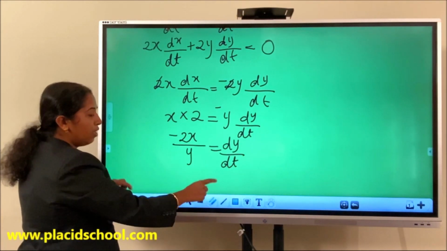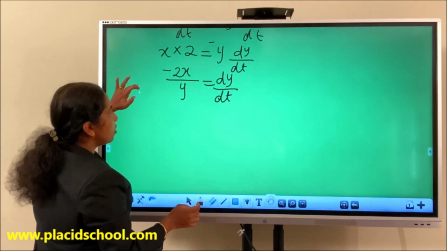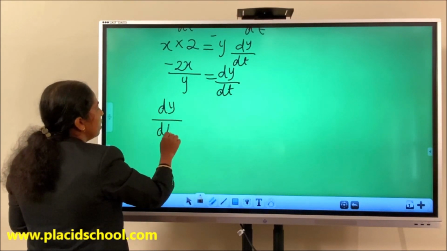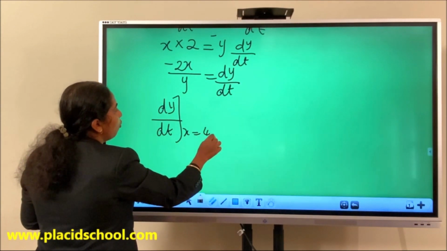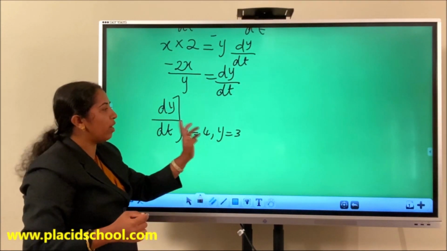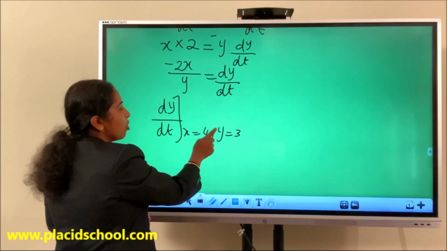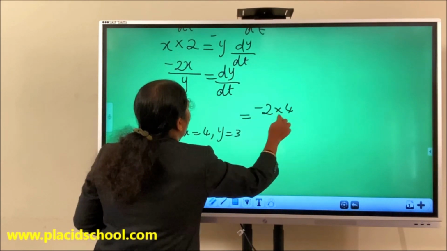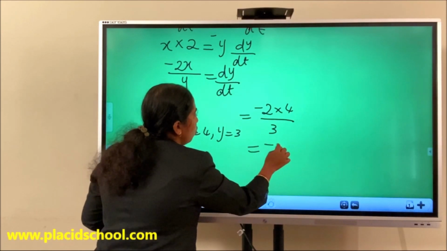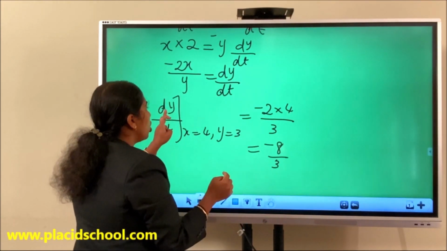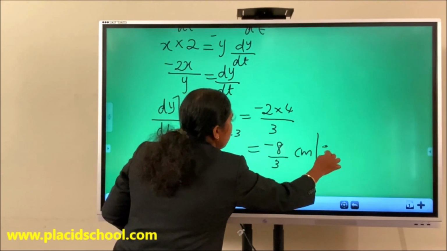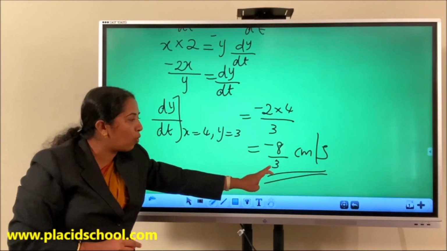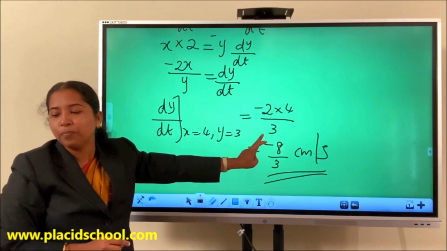Now I have to find the change in altitude with respect to time. So dy by dt when x equal to 4 and y equal to 3. This we have already computed in the first section. So when x is equal to 4 and y equal to 3, rate of change of altitude is minus 2 into 4 by 3, which is equal to minus 8 by 3. Unit for altitude is centimeter and unit for time is seconds. So the height is decreasing. You see a negative sign here. Height is decreasing at the rate of 8 by 3 centimeter per second.